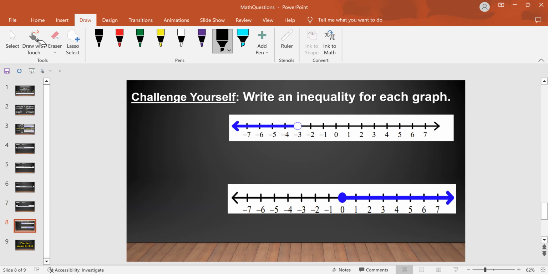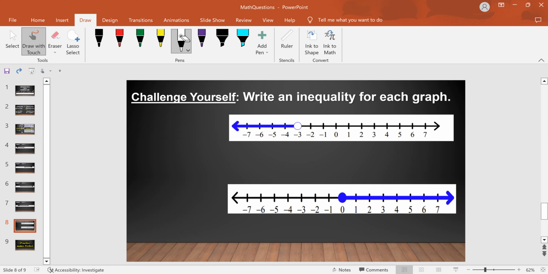Now, the last question, challenge question. Challenge yourself. Now, they switch the question, which is what? They give you the graph and you're going to write the inequality. So write an inequality for each graph. So what's going to be the inequality where the graph will look like this? So that is the question. We want to know what's going to be the inequality.